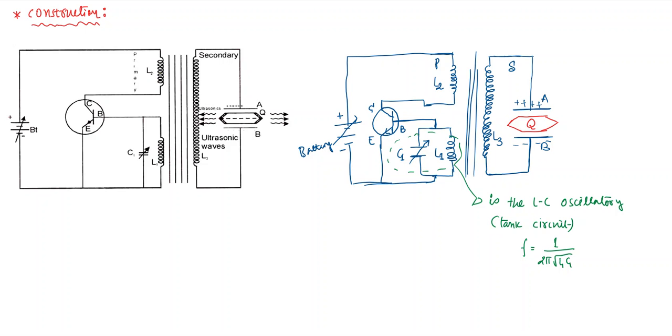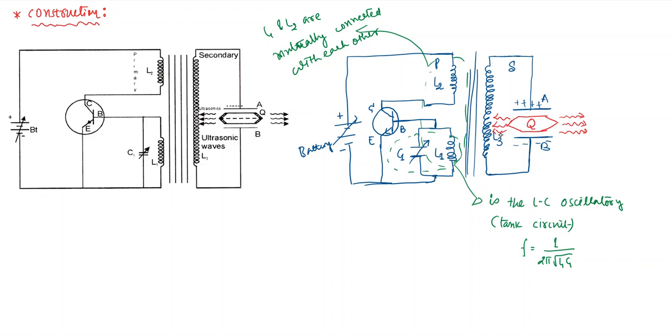So we have to use two coils L1 and L2 which are mutually connected with each other, so that they can be used for the feedback of the circuit. And after the vibration we get the ultrasonic waves across the axis of the quartz, or optic axis. So these are the ultrasonic waves.